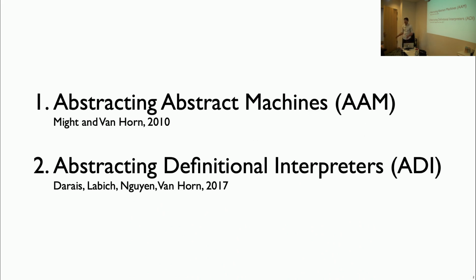Okay, so this is the talk about abstract interpretation. If I am not clear about anything, please ask questions during the talk. I prefer that. Because this is Scheme, we're going to talk about some interpreters in Scheme, and we're going to talk about two approaches to abstract interpretation.